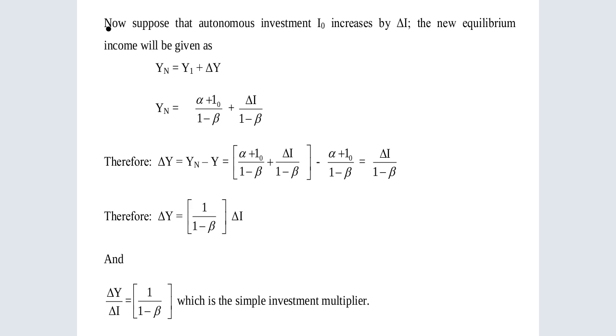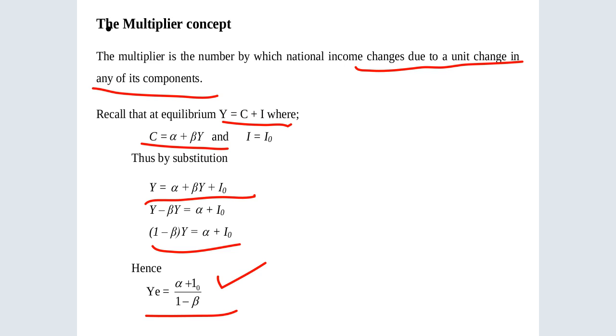Now under the multiplier concept, suppose that the autonomous investment increases by I plus what? That is change in investment. So the new equilibrium income will be made up of this. So the new equilibrium, the previous slide, okay, this is what I've said.